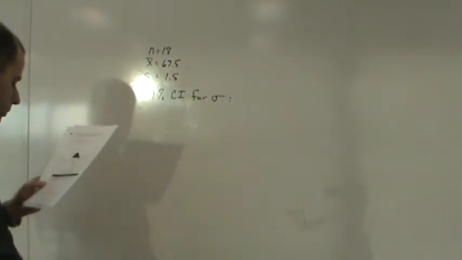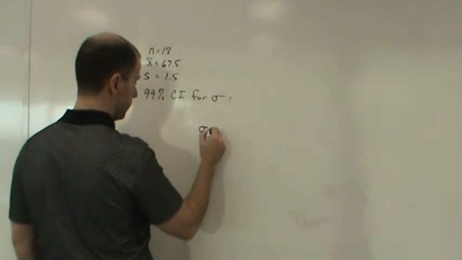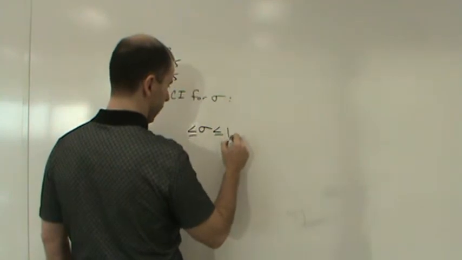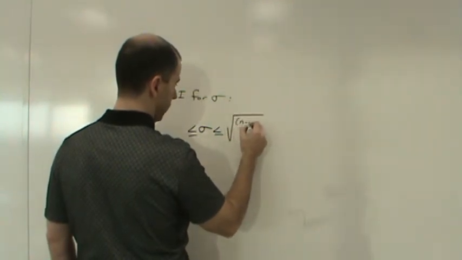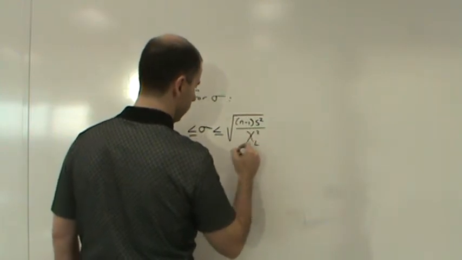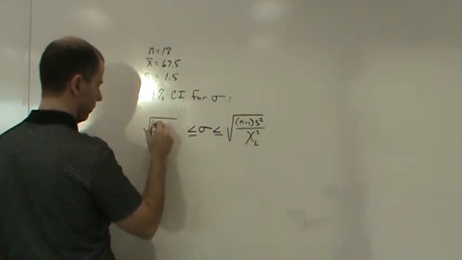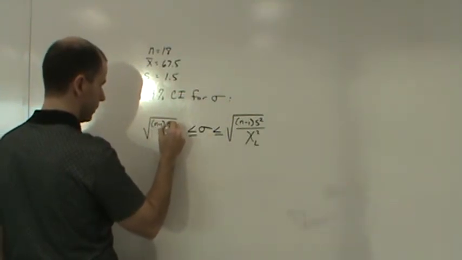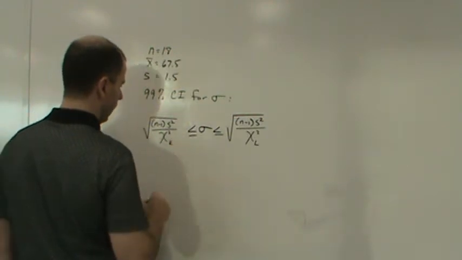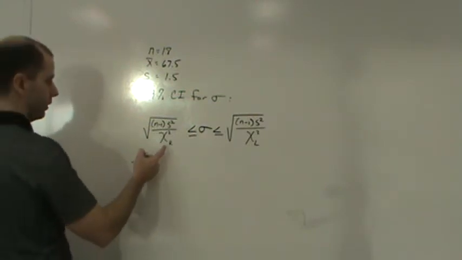So now, we're going to use the same formula. All we're going to do is use sigma is greater than or equal to the square root of n minus 1 times s squared over chi squared L. And again, we'll have the same thing over here: sigma is less than or equal to the square root of n minus 1 times s squared over chi squared R. And so now we have everything except the critical values.